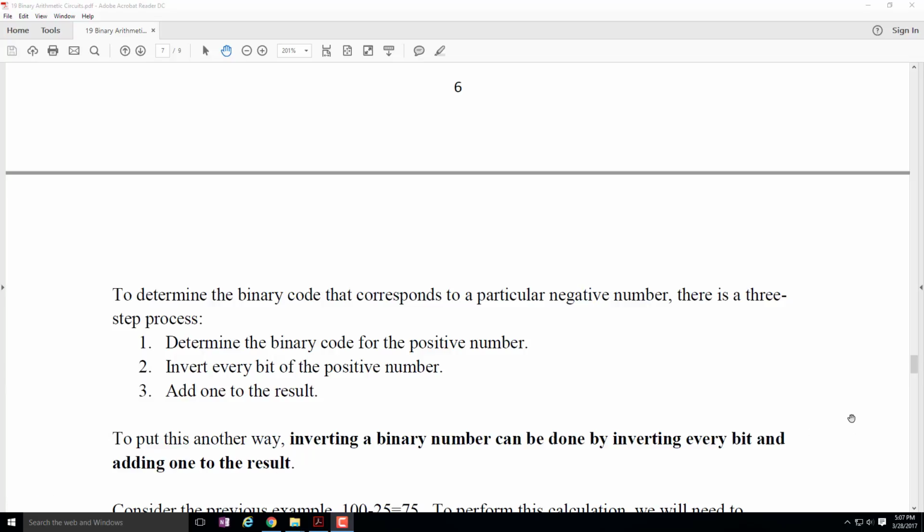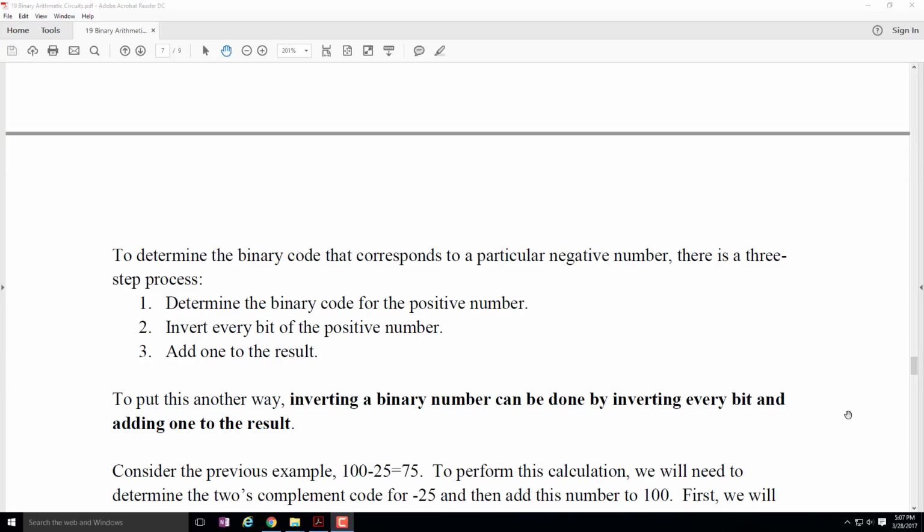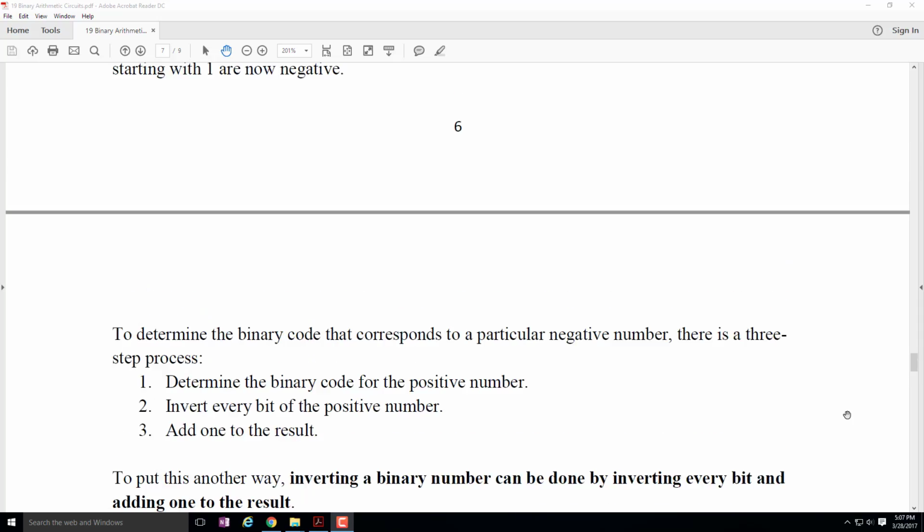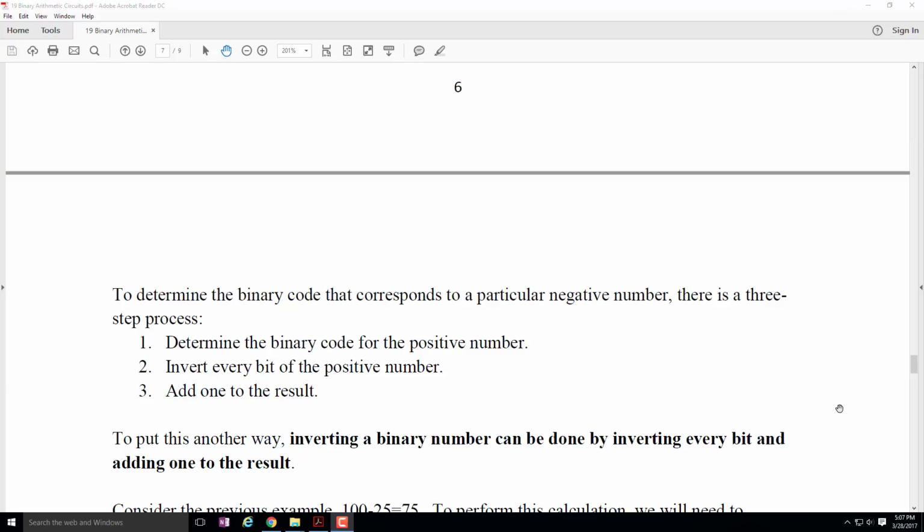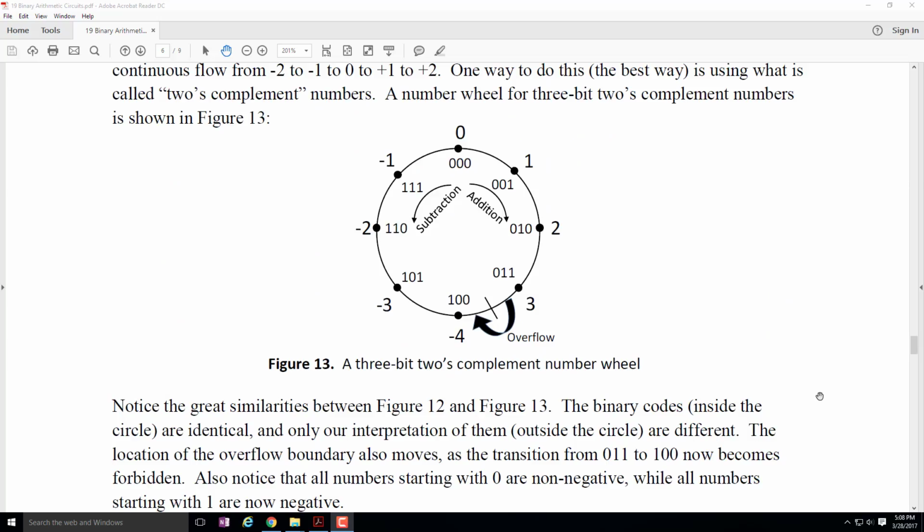You might say, why are we adding 1 to the result? Well, that's just the way that we're going to be working with it. If we didn't add 1, we'd be using something called 1's complement arithmetic, but we're going to be using 2's complement arithmetic because that gives us the good result that was shown up here in this number wheel.